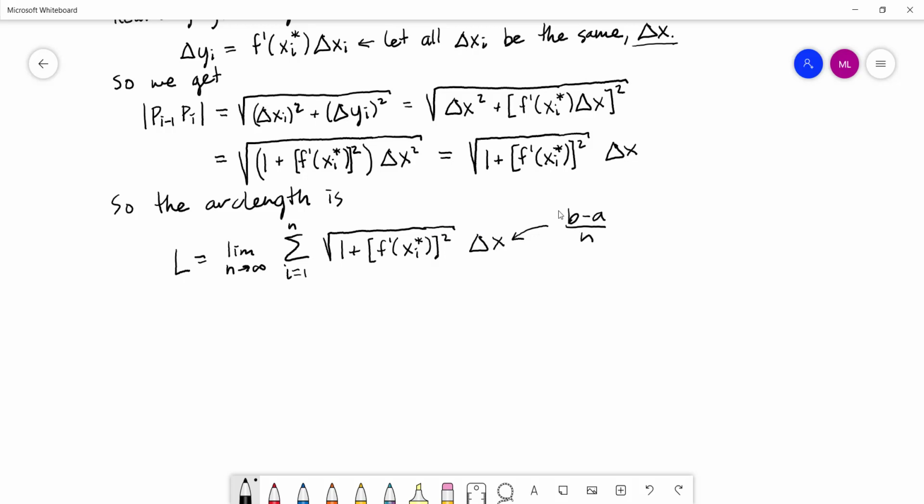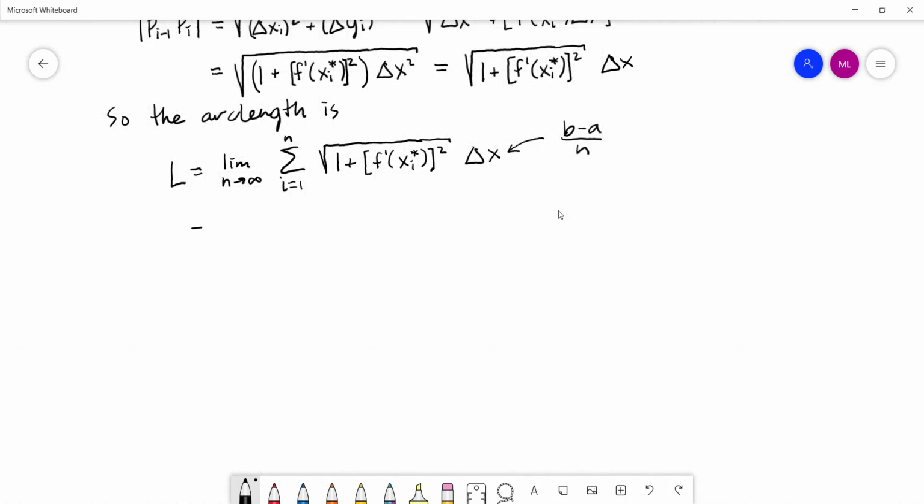And this whole thing, using our limit definition of the integral, becomes the following. It's the integral from a to b of the square root of 1 plus f prime of x squared dx. Okay, so what happened to the x sub i star? This is the only thing that hasn't really been explained. So this is our limit definition of the integral.